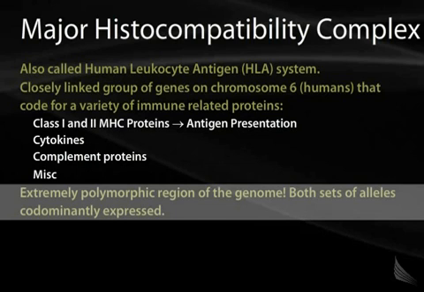These are not hypervariable like T cells and B cells. When we talk about those being able to rearrange, that is not what happens with major histocompatibility complex. There are just multiple different alleles for each region, and therefore highly polymorphic. Both sets of alleles are codominantly expressed, which we'll get into a little bit later.